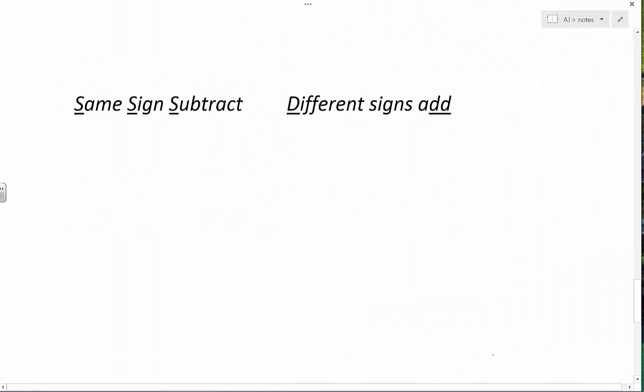So the simple rule is to make sure we do the operation of subtraction or addition on the two equations so that one of the variables disappears. We eliminate one of the variables. The usual mnemonic, which is good to remember, is same signs subtract and different signs add. Same signs subtract, different signs add. And this refers to the sign of the things that you have made the same.